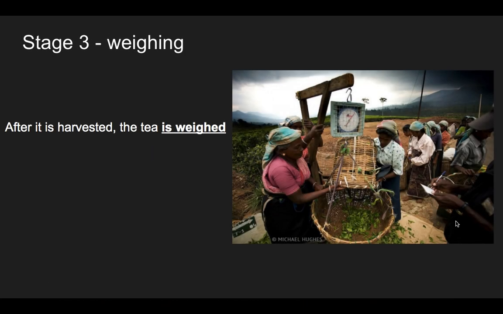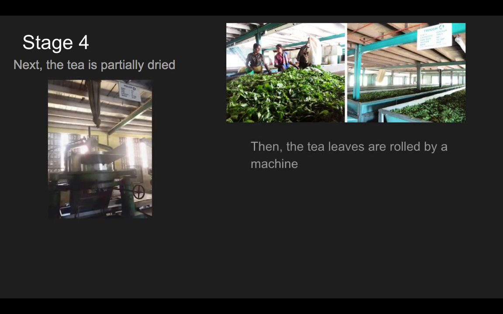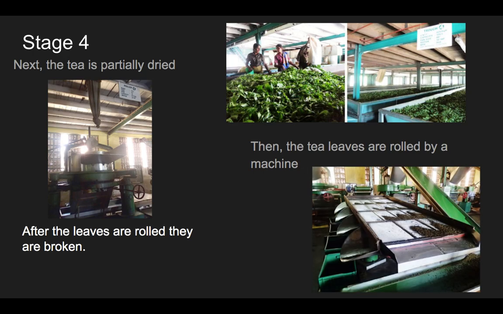Stage 3, the tea after it is harvested, the tea is weighed. Next, the tea is partially dried. Then the tea leaves are rolled by a machine. And then, after the tea leaves are rolled, they are broken.